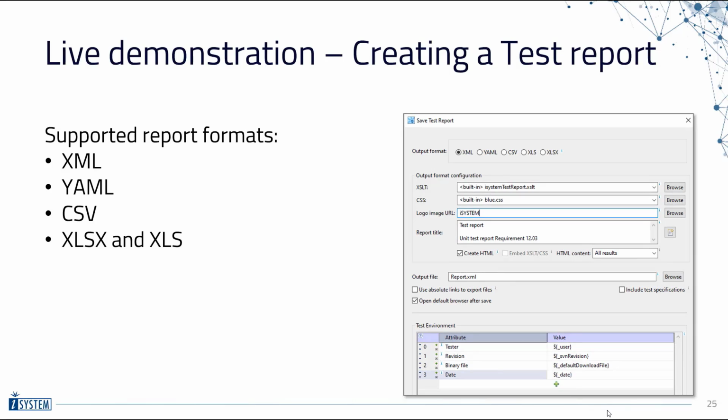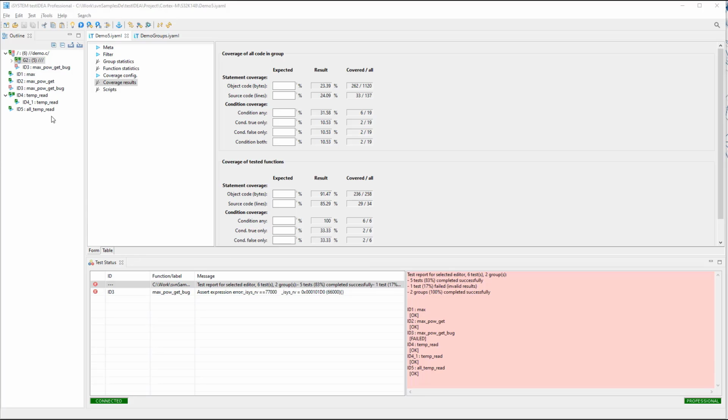Now we will prepare the test report. The test report supports different formats like XML, YAML, comma separated value, and Excel files. In preparing to save the test report, we can define different styles and names, and we can define who the tester was, the revision, SVN, and so on. So let's go to the demonstration.